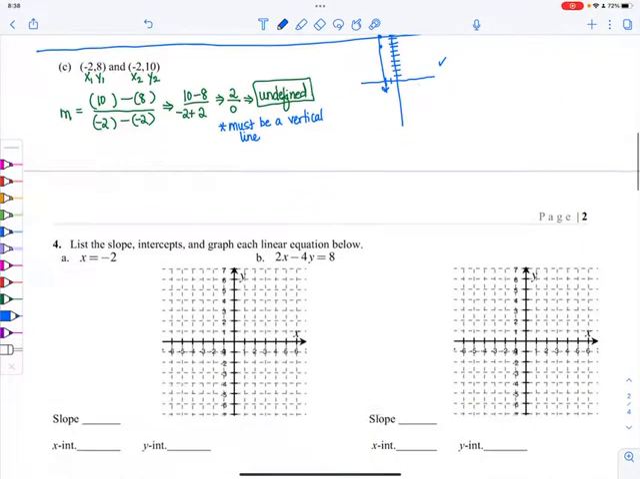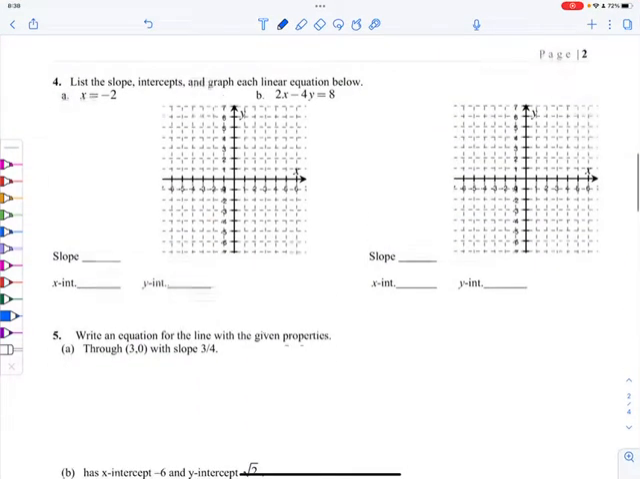Okay, let's look at number 4. List the slope, intercepts, and then graph each linear equation below. Oh, how did this get moved over here? Sorry. So this equation goes over here with this graph. So let's start with this one.